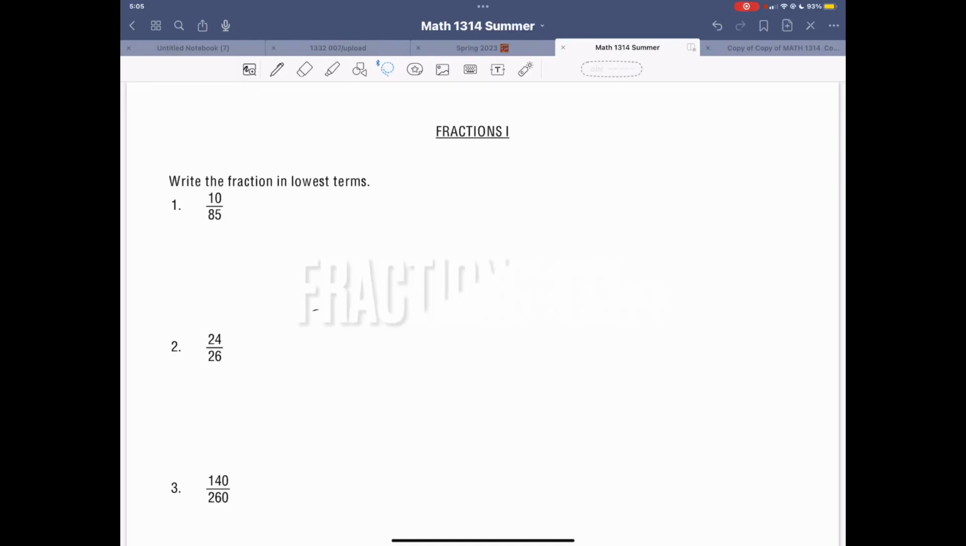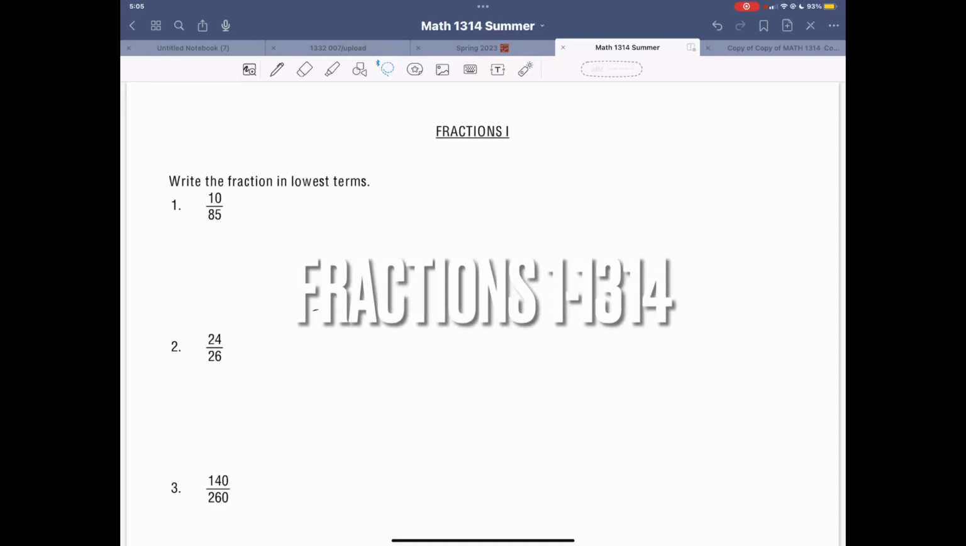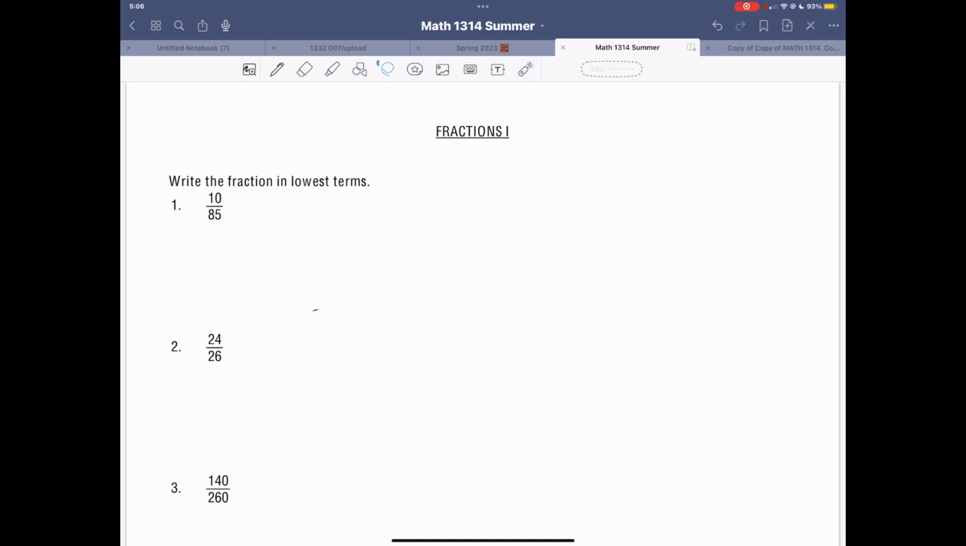Fractions 1. This is the first section in 1314 with the COREC. So here are the important things you need to know. You need to know that a fraction is a form of division. It has two parts, a numerator and a denominator. We're talking about a proper fraction or an improper fraction.